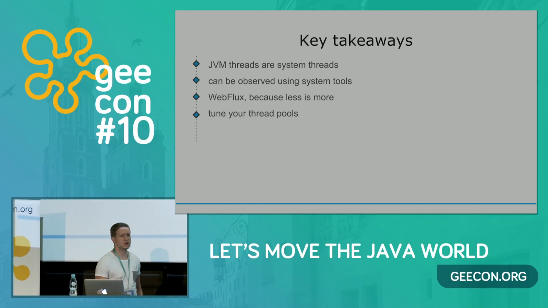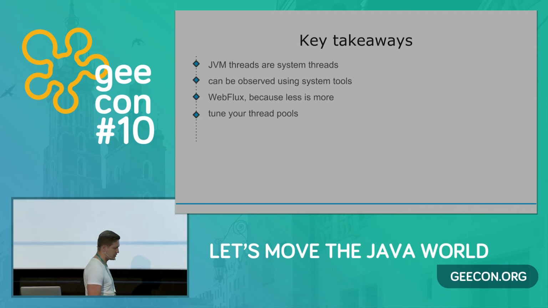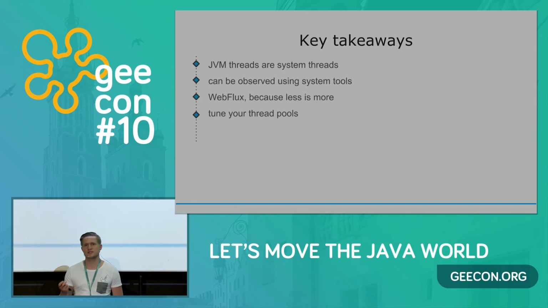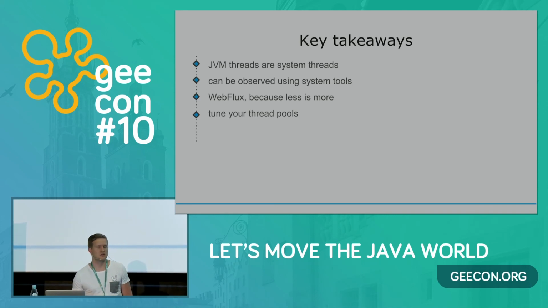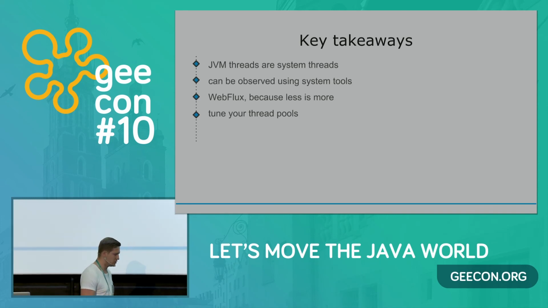So the key takeaways, the things that I would like you to remember, is that first of all, JVM threads are system threads. So you can observe them using system tools. I just showed you a few basic ones, but there are more there, like pidstat, etc., which can be very handy whenever you're on duty and something goes wrong in your application.